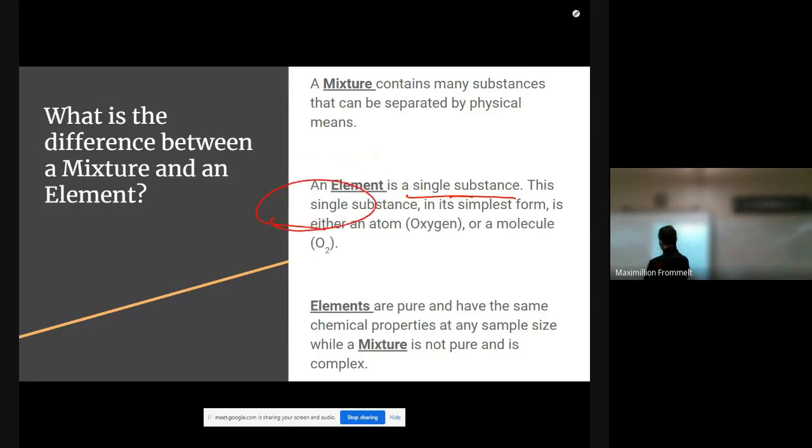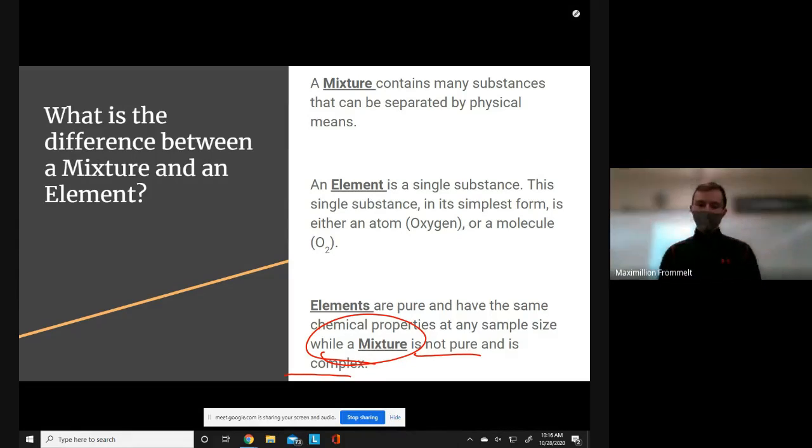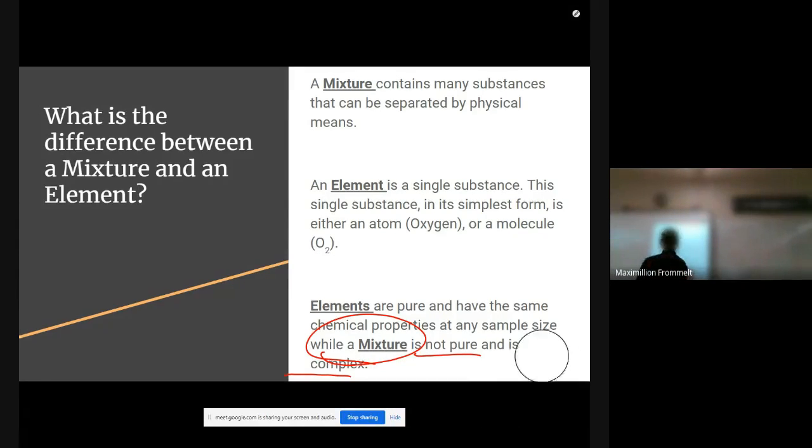The biggest difference between an element and a mixture is that elements are pure and have the same chemical properties for any sample size, while mixtures themselves are not pure and are complex, meaning they have a bunch of other stuff and different things mixed in them. Those were pretty much the main misconceptions from our very first lesson.